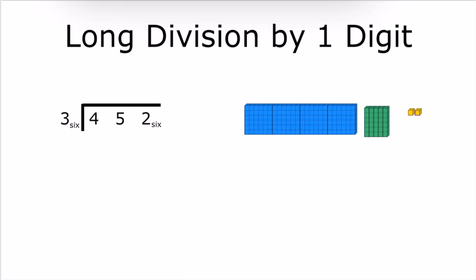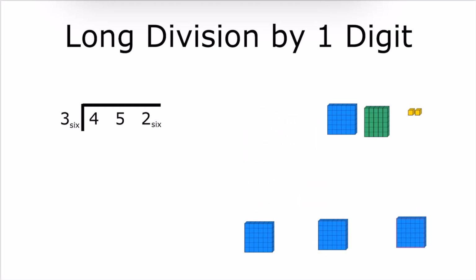So I'll start with my largest place value, and I'll say, okay, well, if I have 4 plates and I divide them up equally into 3 groups, I have enough to put 1 plate in each group. So I'm going to put a 1 in that place value. And when I did that, I used up 3 of my plates. So I'm going to subtract 3 plates. And that leaves me with 1 plate, 5 rods, and 2 units.